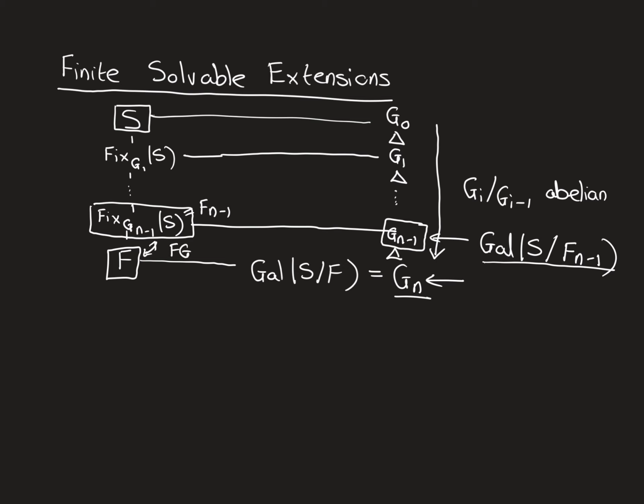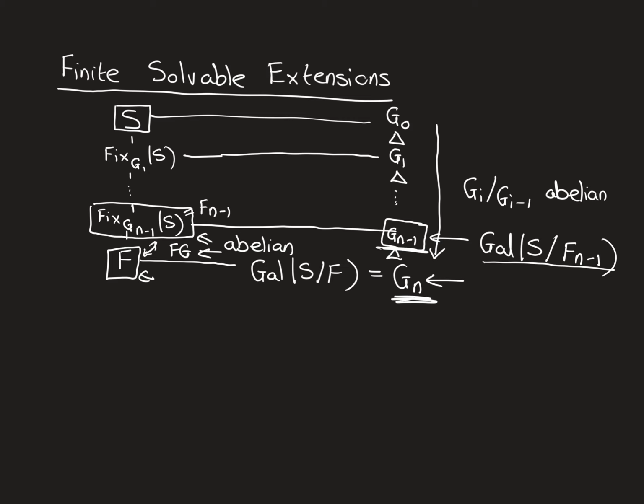From the fact that this is a normal subgroup, we can conclude that the corresponding extension for it is a finite Galois extension. And what's the Galois group of this finite Galois extension going from F to this one here? Well, it's the quotient of this one by this one, which we know is abelian. So what we actually know is that this is a finite abelian extension, is what we're concluding here.